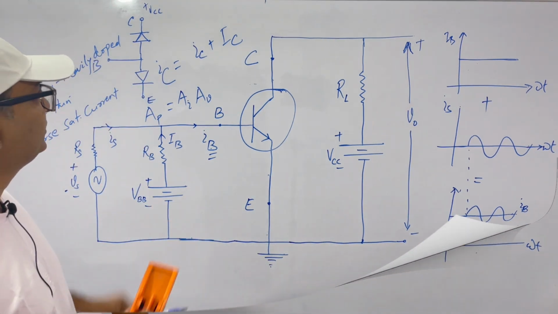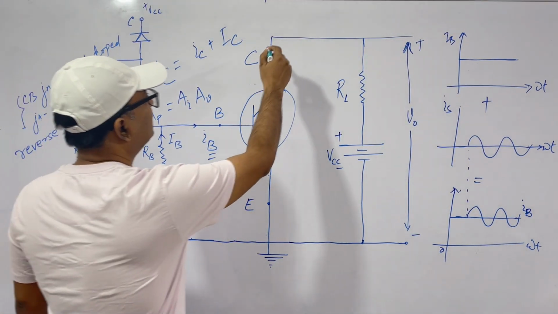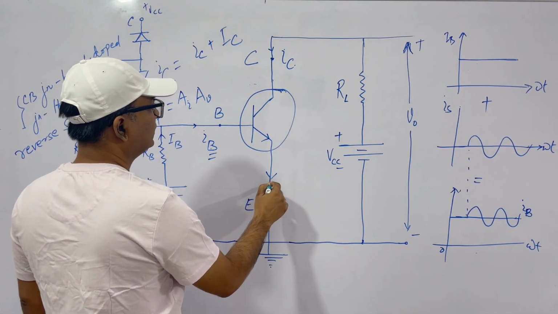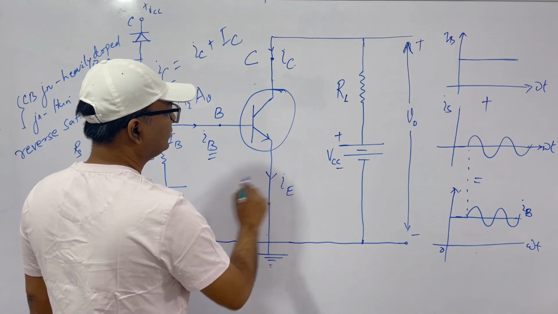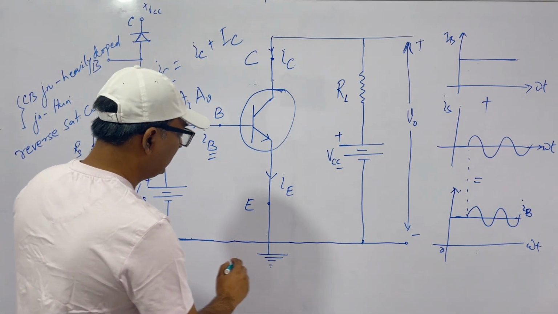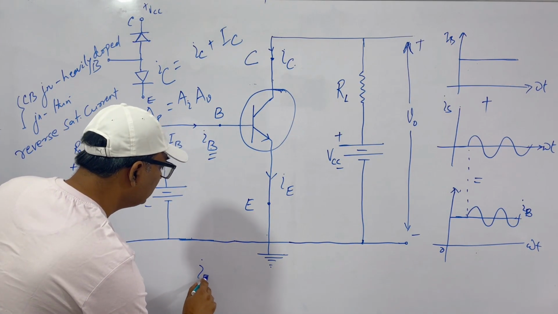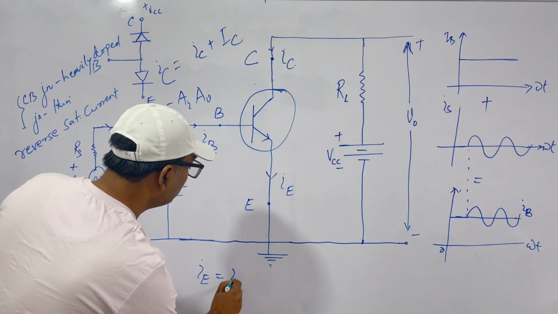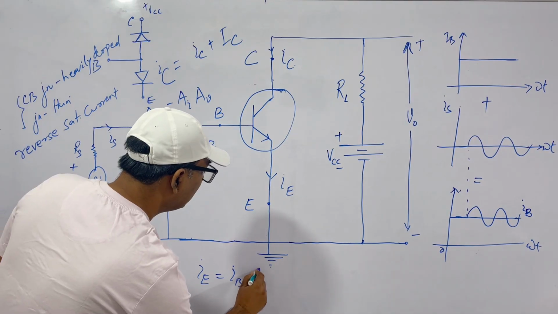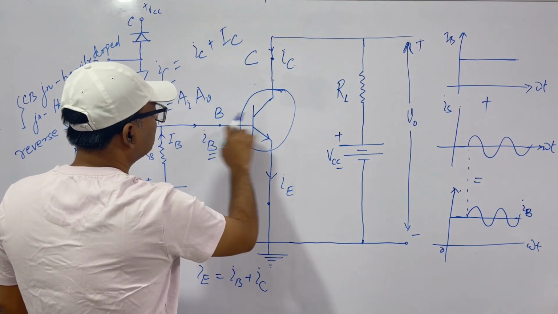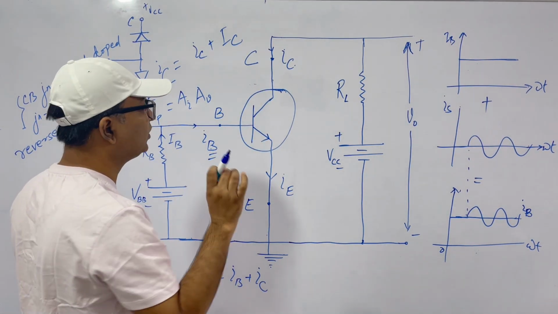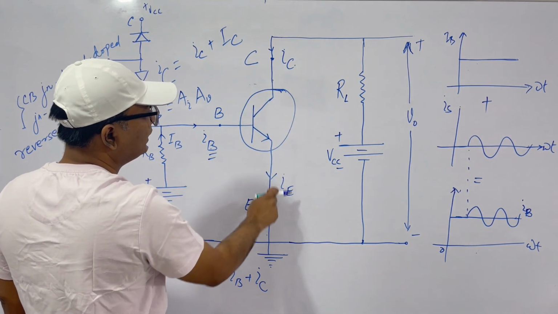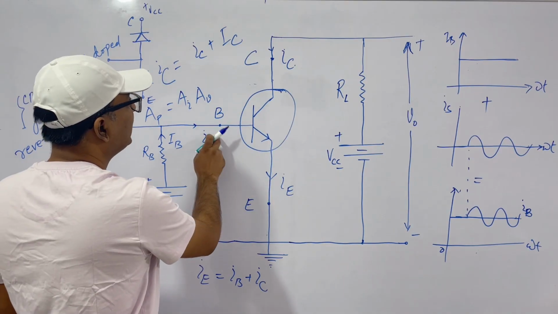Is this clear? So I am writing the currents. This is IC, this is IB, this is IE. Obviously IE will be the DC plus AC component, so this will be equal to IB plus IC, from KCL, Kirchhoff's current law. If this is the node, this current is entering the node, this is entering the node, and this is exiting the node. So IE is equal to IB plus IC.